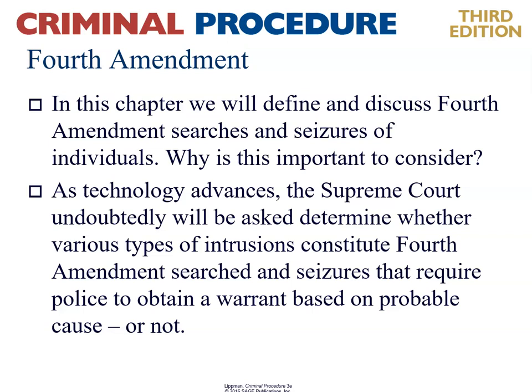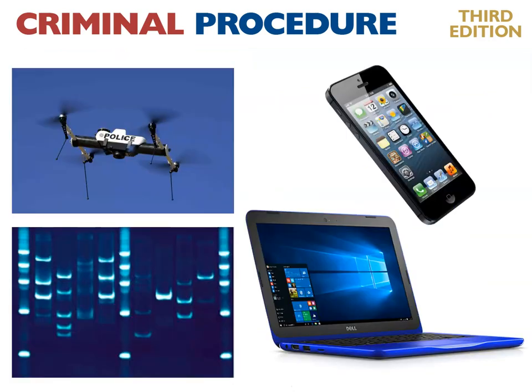Because at the end of the day, we're looking for the balance: to balance the need for police to investigate crime against the protection of individual interest and privacy. So, when we look at different things, these have all come out in some cases. Drones are becoming more popular. Even law enforcement uses drones. And we talked a little bit about the possibility of aerial surveillance. Can we fly over someone's house and take pictures? Does that constitute an unreasonable search?